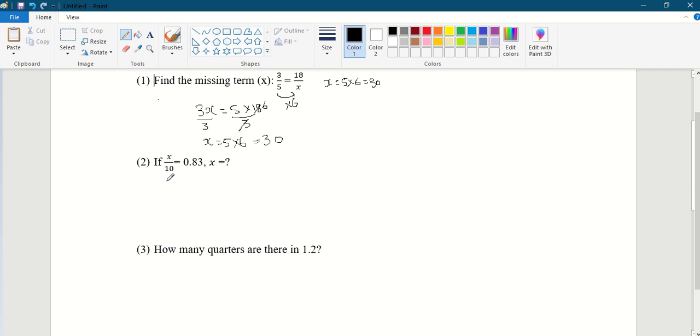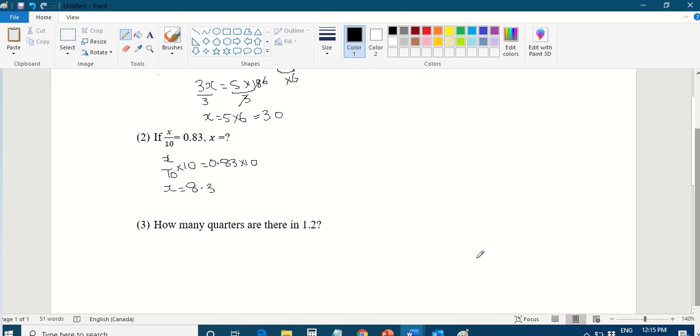Let's look at the second one here. If x over 10 equals 0.83, what will be x? So we do the opposite operation. Here x is being divided by 10. The opposite of dividing by 10 is multiplying by 10. So we multiply both sides by 10. On the left side we get x. On the right side we get 8.3. So x will be 8.3 there.